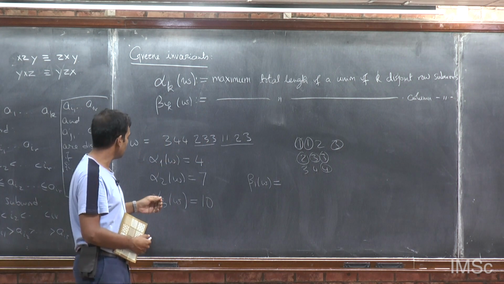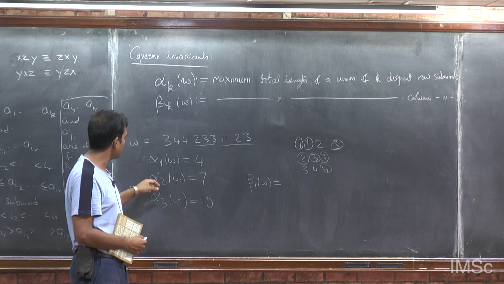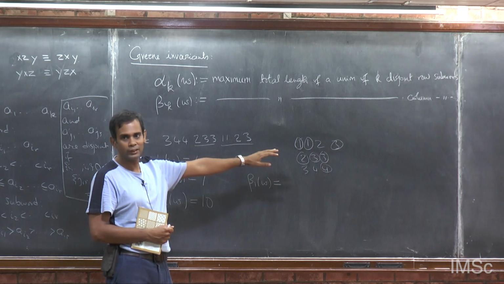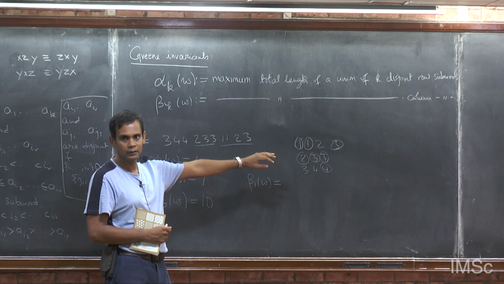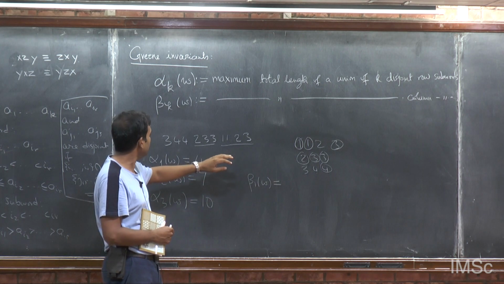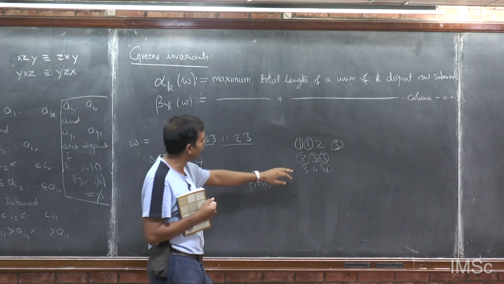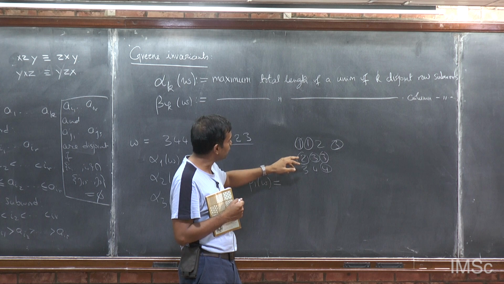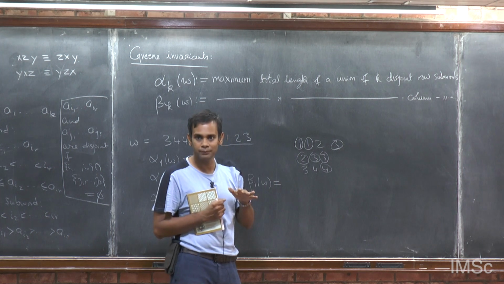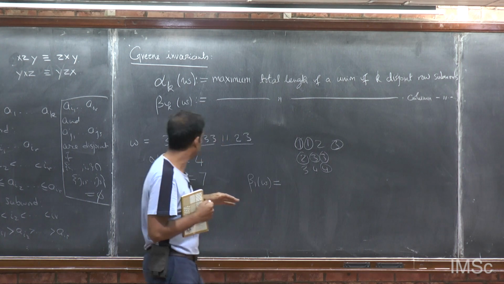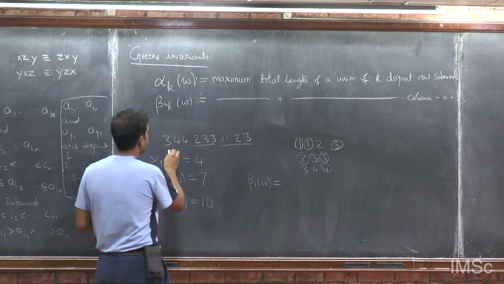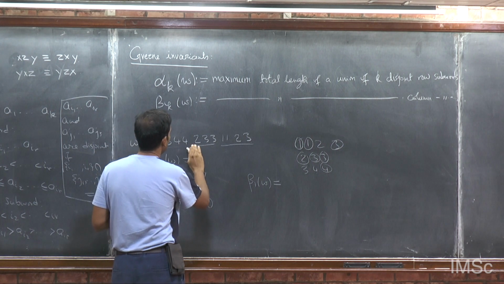Alpha 2 is 7. Firstly, it's less than or equal to 7. Could it be 8? No, it has to be less than or equal to 7, because each word will have at most one letter from each column. In this word, if I take 3, 4, 2, 3, 1, 1, 2, 3.